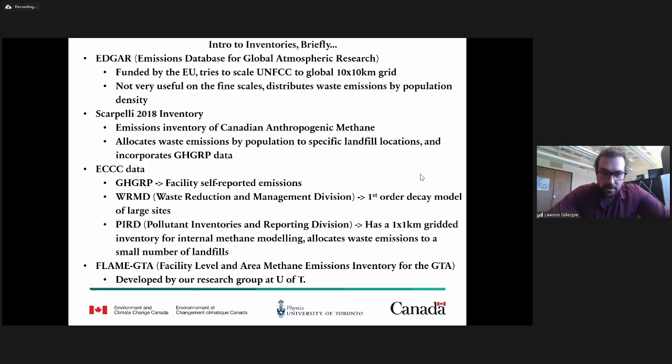And as well, at the University of Toronto, we've developed the FLAME GTA inventory, which is the Facility Level and Area Methane Emissions inventory for the Greater Toronto Area. And this is our highest resolution facility level emissions inventory available to us. Unfortunately, it's only within the Greater Toronto Area.